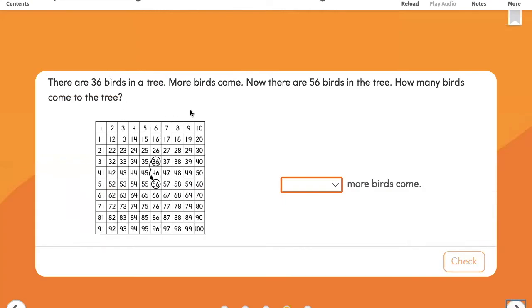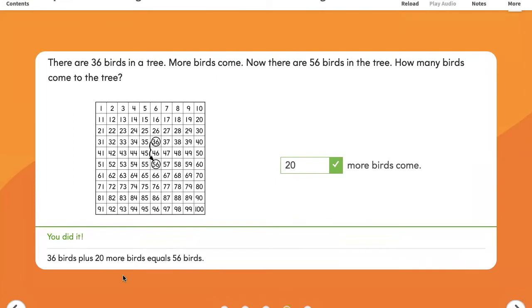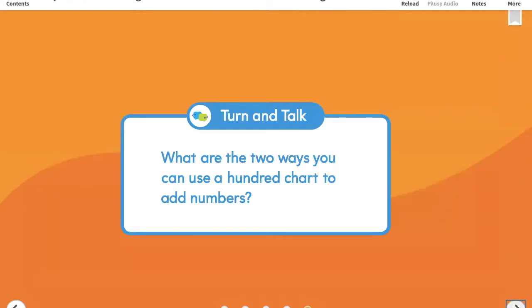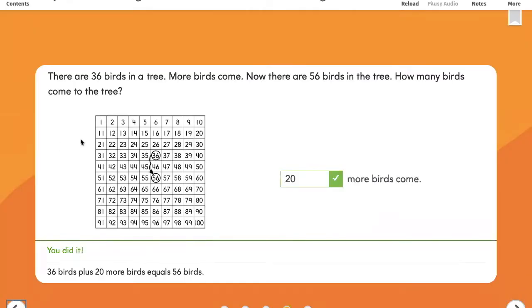There are 36 birds in the tree. More come, and now there's 56. How many birds come to the tree? Since I jumped the 2 spaces, I know that 20 more birds come. 36 birds plus 20 more birds equals 56. What are 2 ways you can use a 100 chart to add numbers? We've learned that you can count on, or you can count by groups of 10.